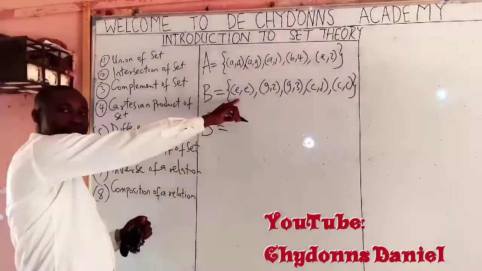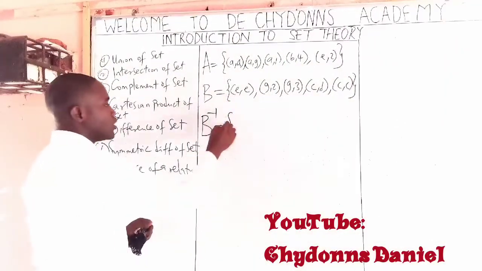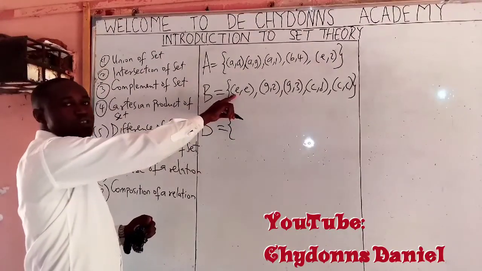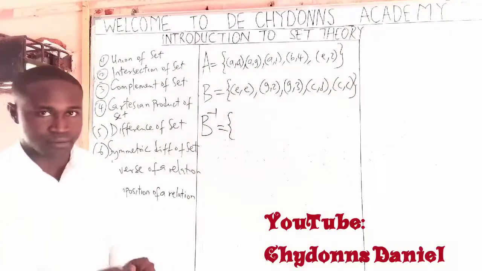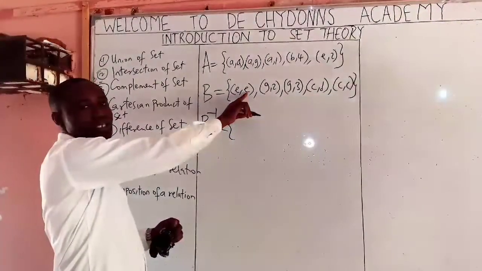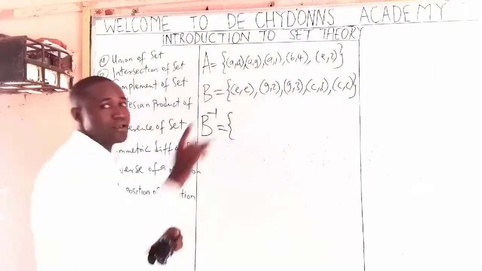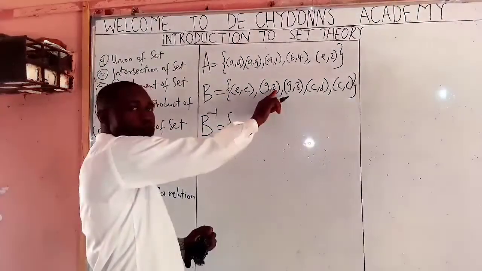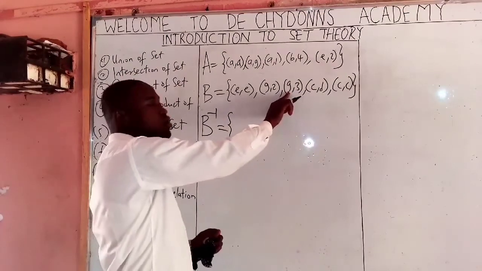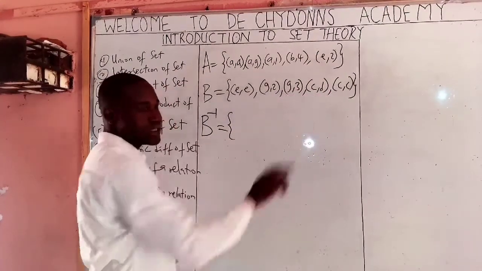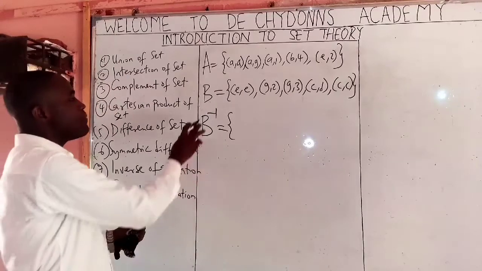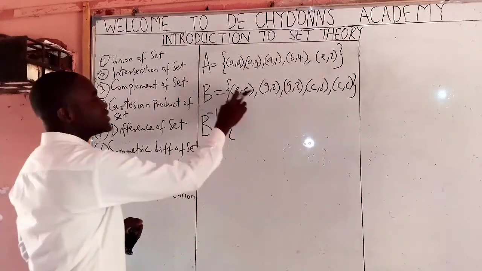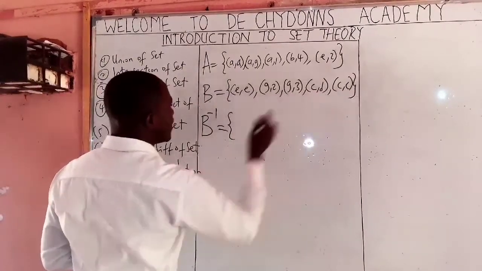Look at this set B now. The first element there is called the first coordinate, that is the domain, while the second element is called the second coordinate, that is the range. First coordinate, domain; second coordinate, range. Now, what they mean by B inverse, or inverse of a relation, means interchange these elements you are seeing here.